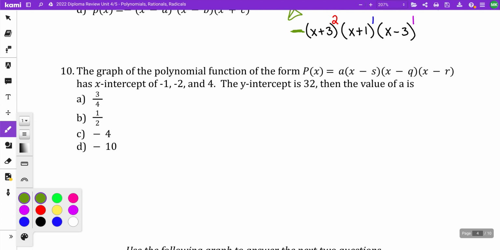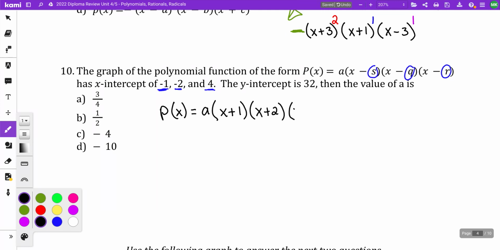Okay, when they give you these values, those values match up to p, q, and r. So I can replace them to look like this. P of x equals a, x minus -1 would be x plus 1, x minus -2 would be x plus 2, x minus 4. Right, they gave me my factors, my x values, my x-intercepts.